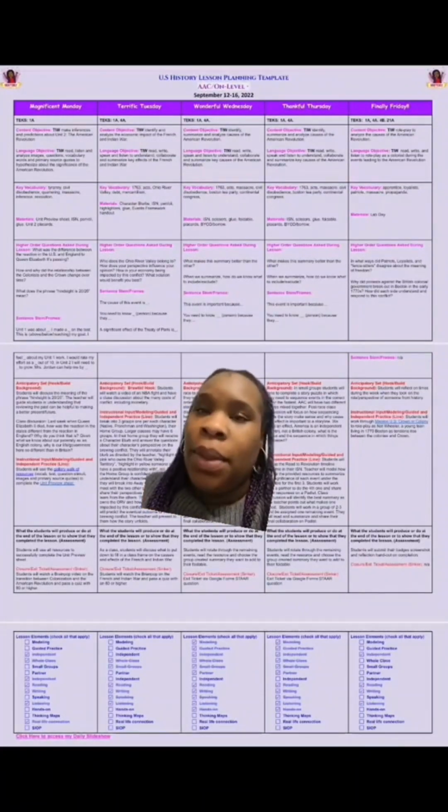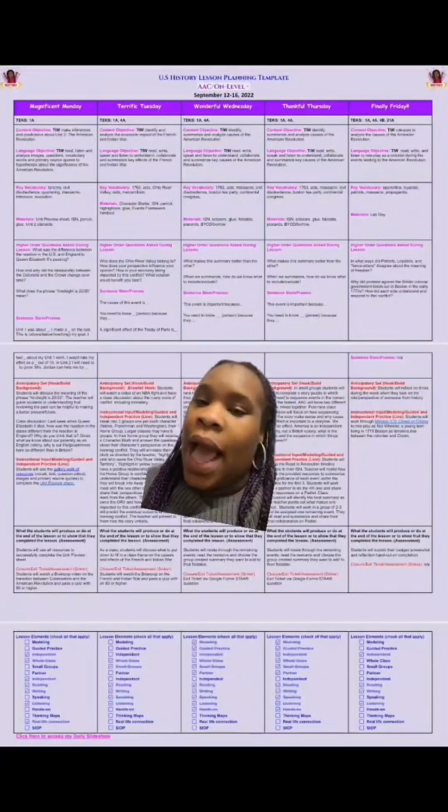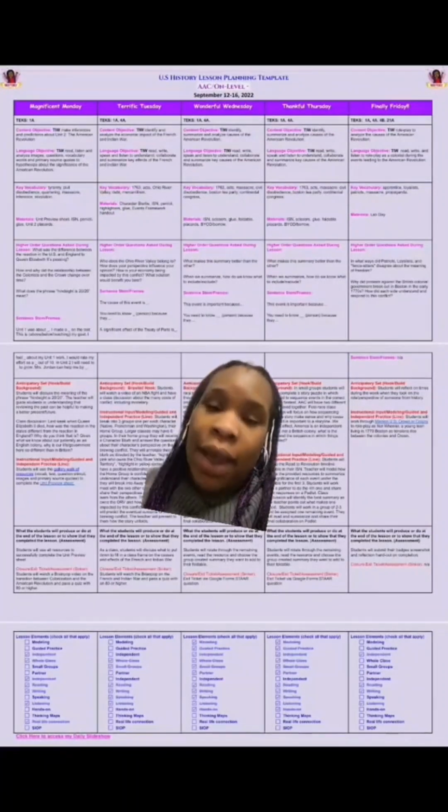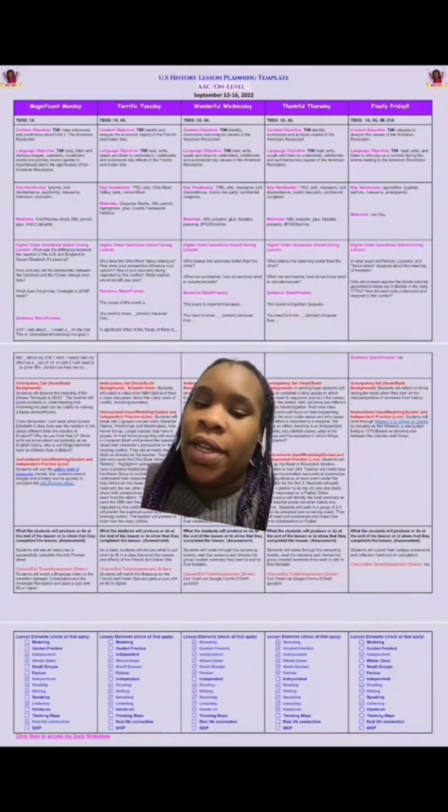So if we're doing a vocabulary strategy for the week, what is that one? If we're doing our spiraling for the week, what does that look like? If we're doing our STAAR, which is our state exam focus for the week, what is that going to look like, and where is that going to fit within the week for our calendar?